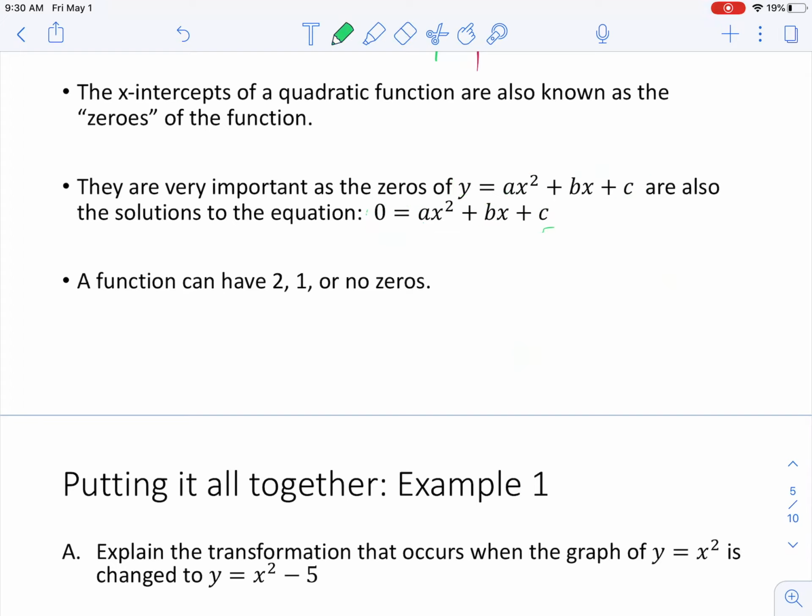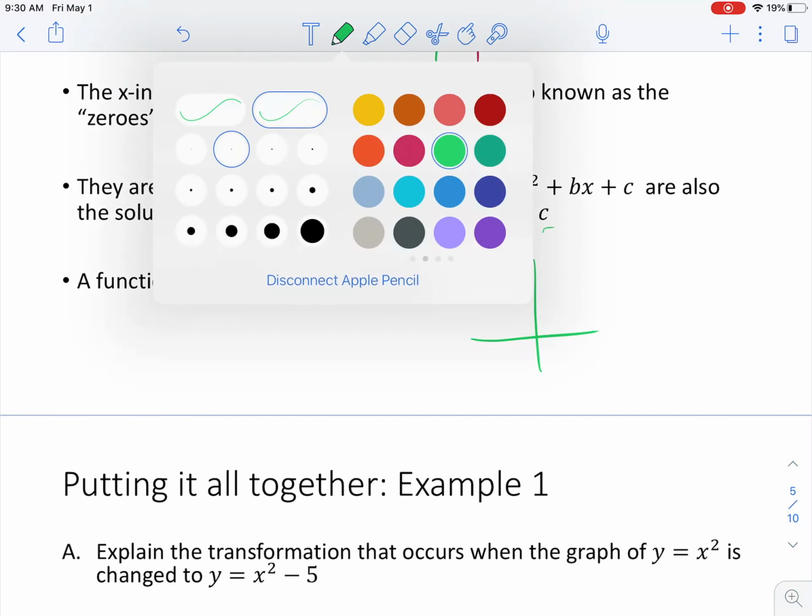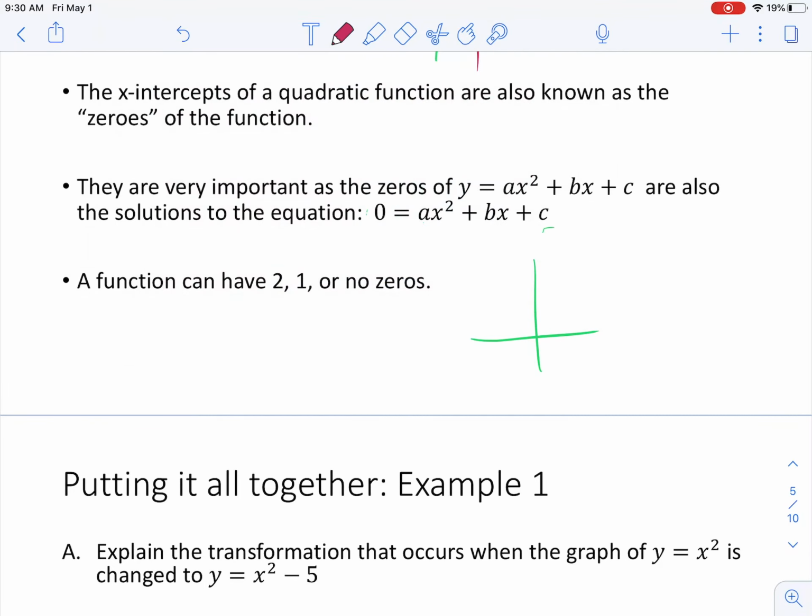Okay? A function can have, and we'll draw it for you, 2 zeros, it can have 1 zero, or it could even have no zeros. See the number of times it hits? 2 times. This guy never hits the x-axis, and this guy hits 1 time.